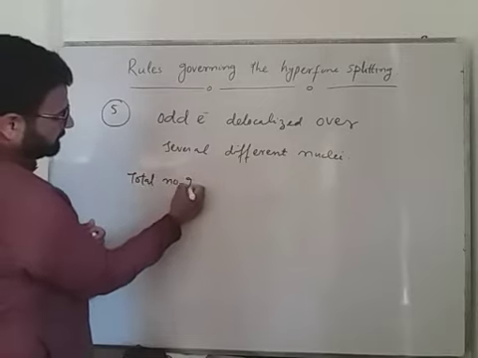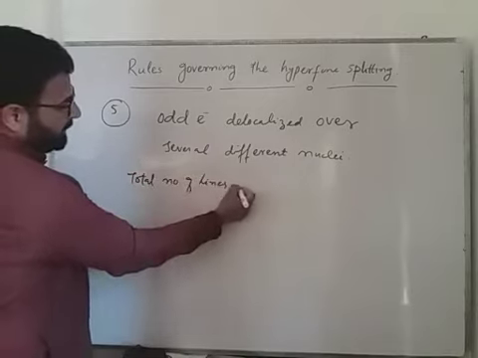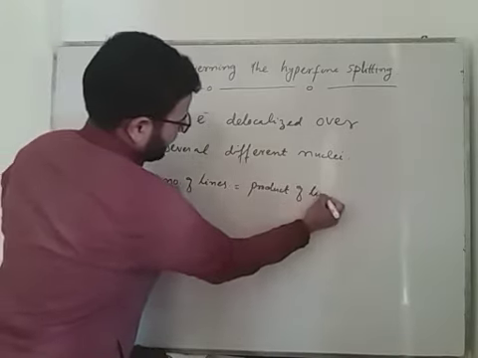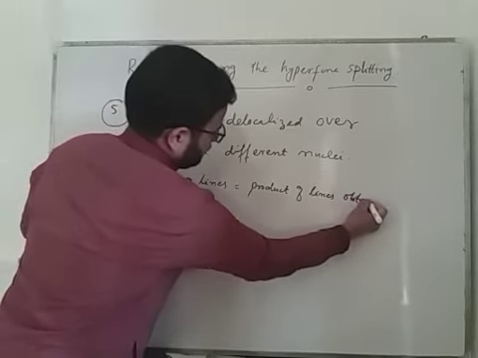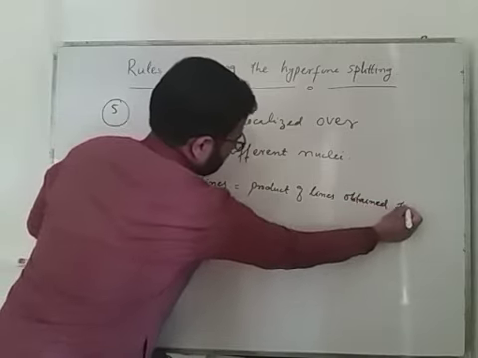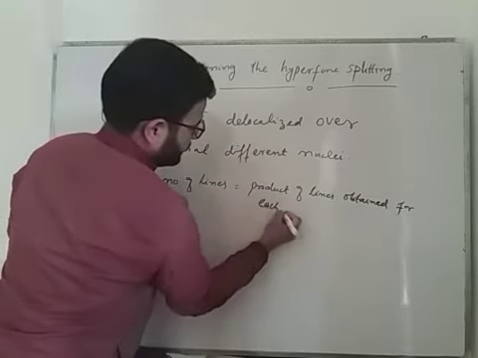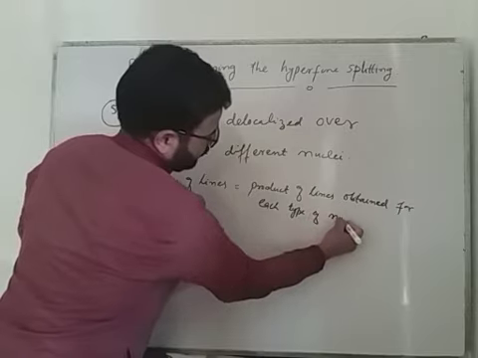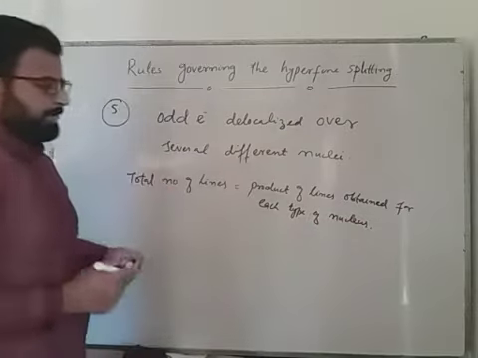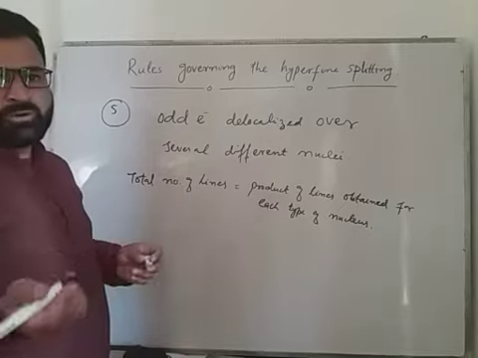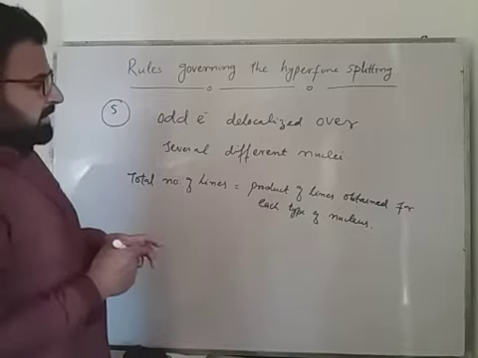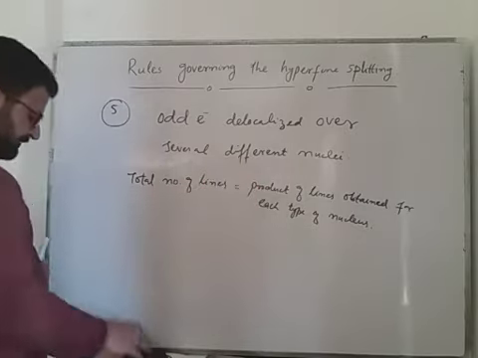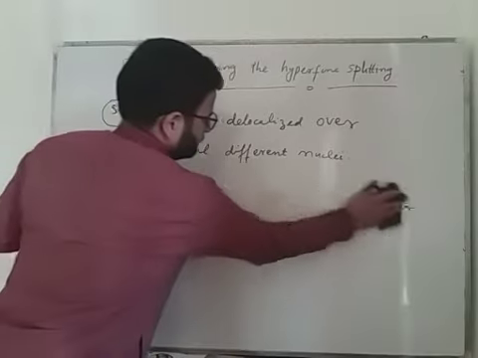the total number of lines will be equal to the product of the lines obtained for each type of nucleus. Or each type of nucleus means each type of nuclear spin. Okay, so it will be given by the product of lines which are obtained for each. For example, I will take an example.